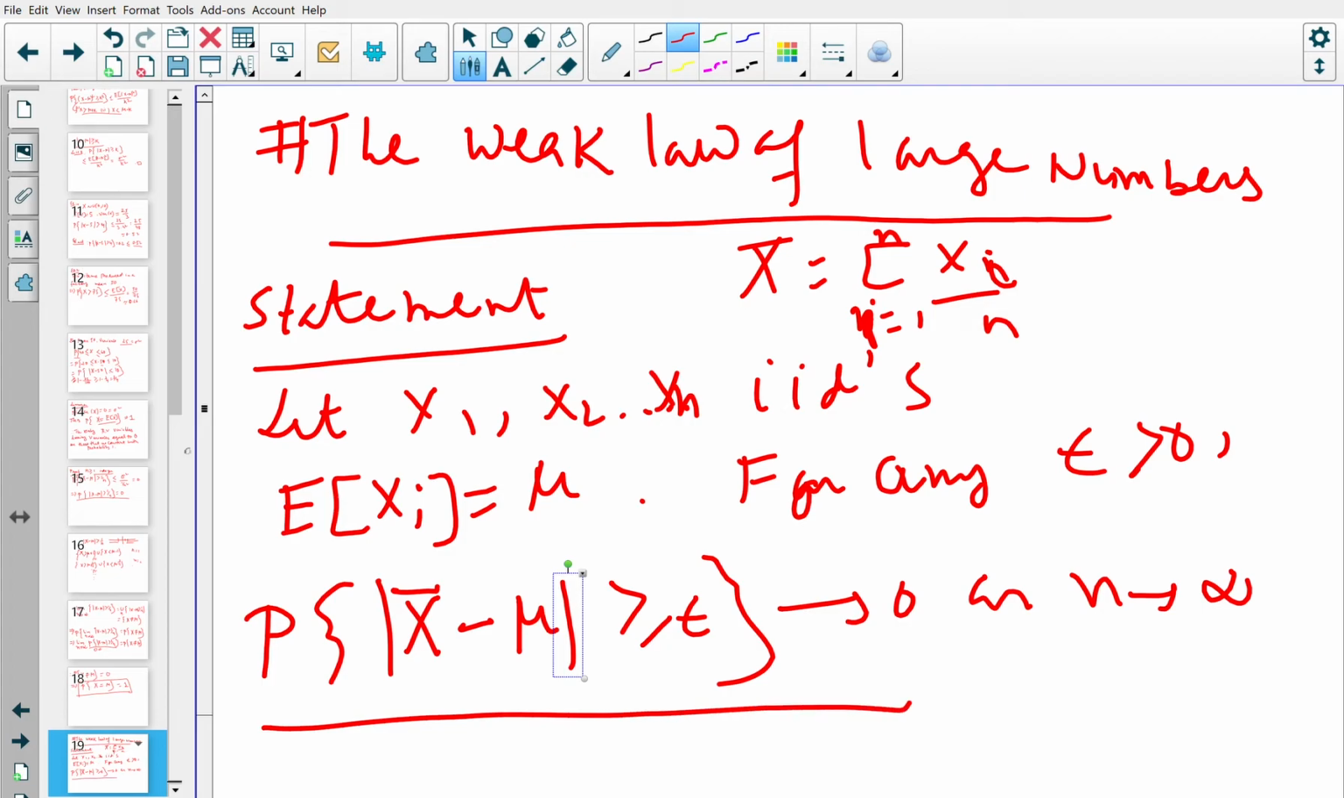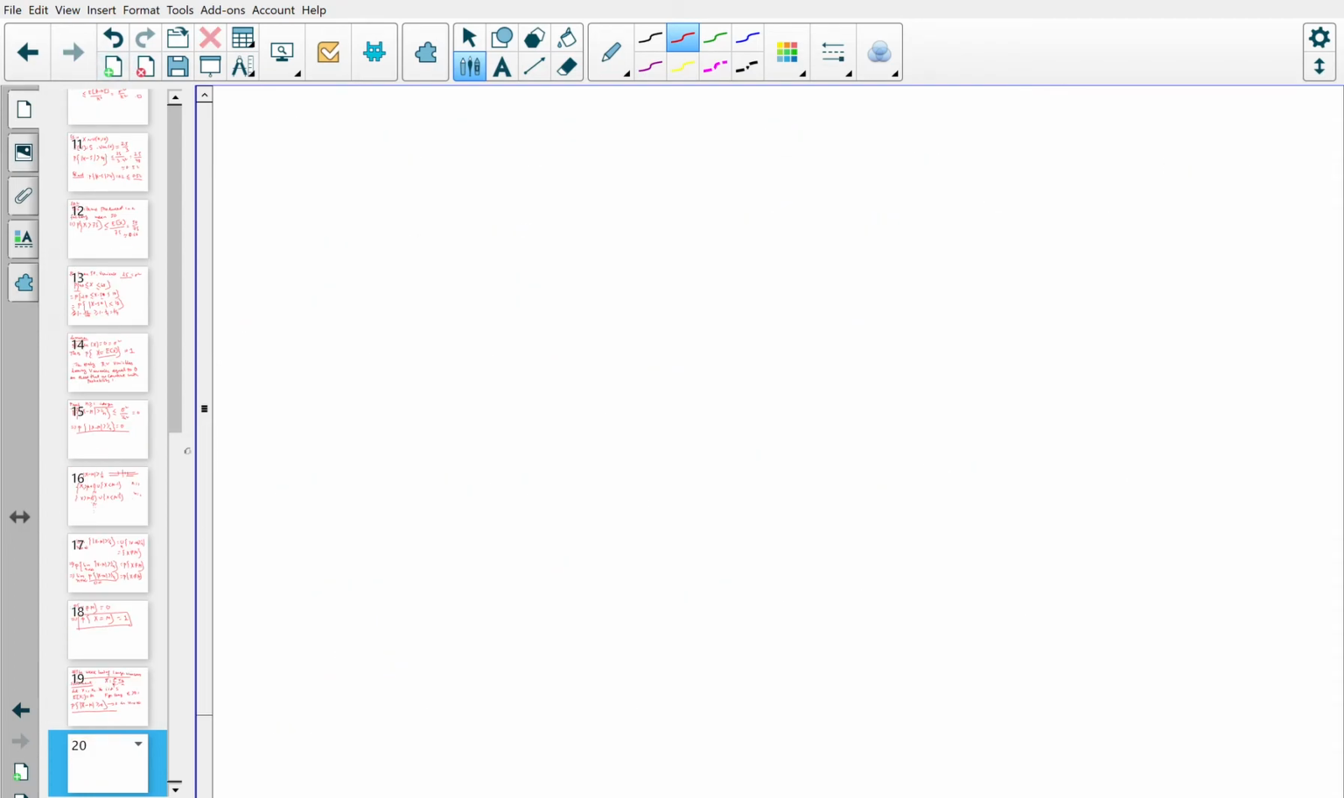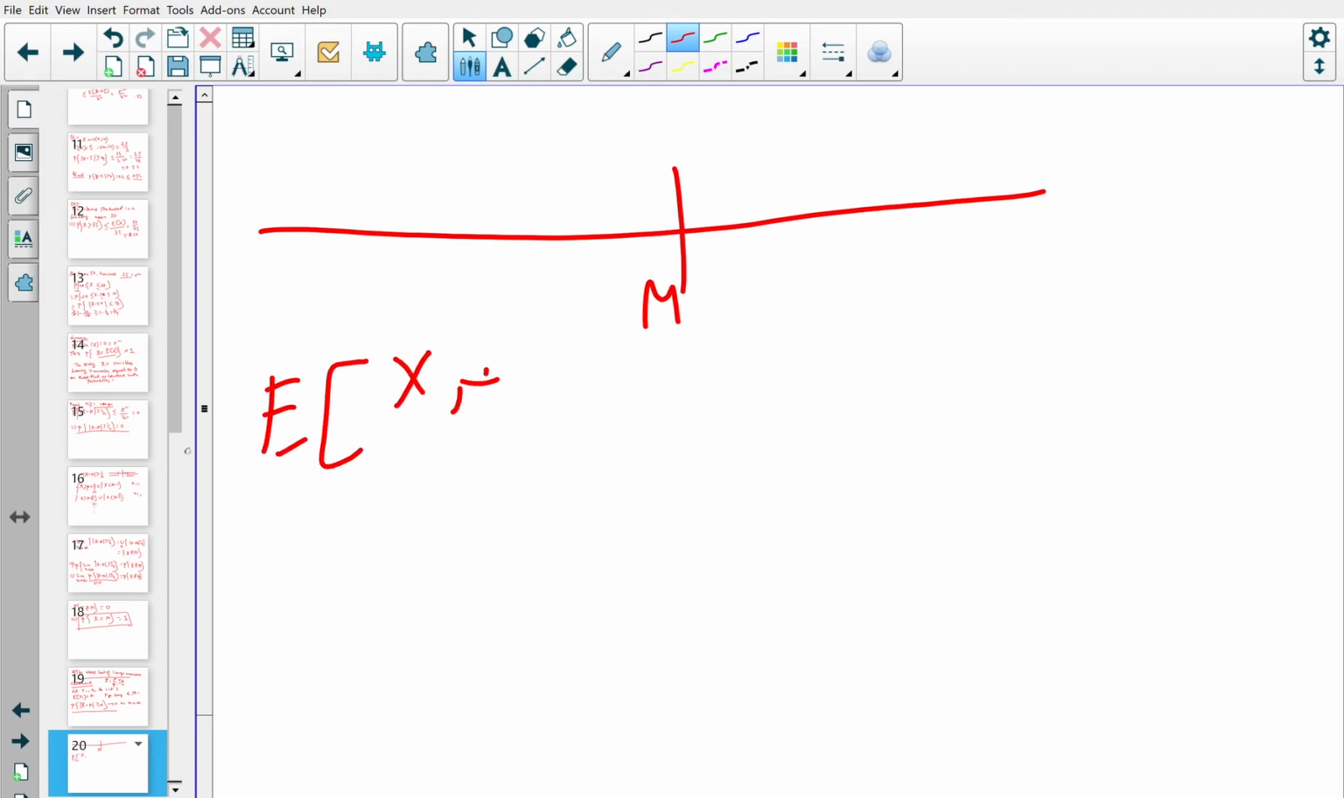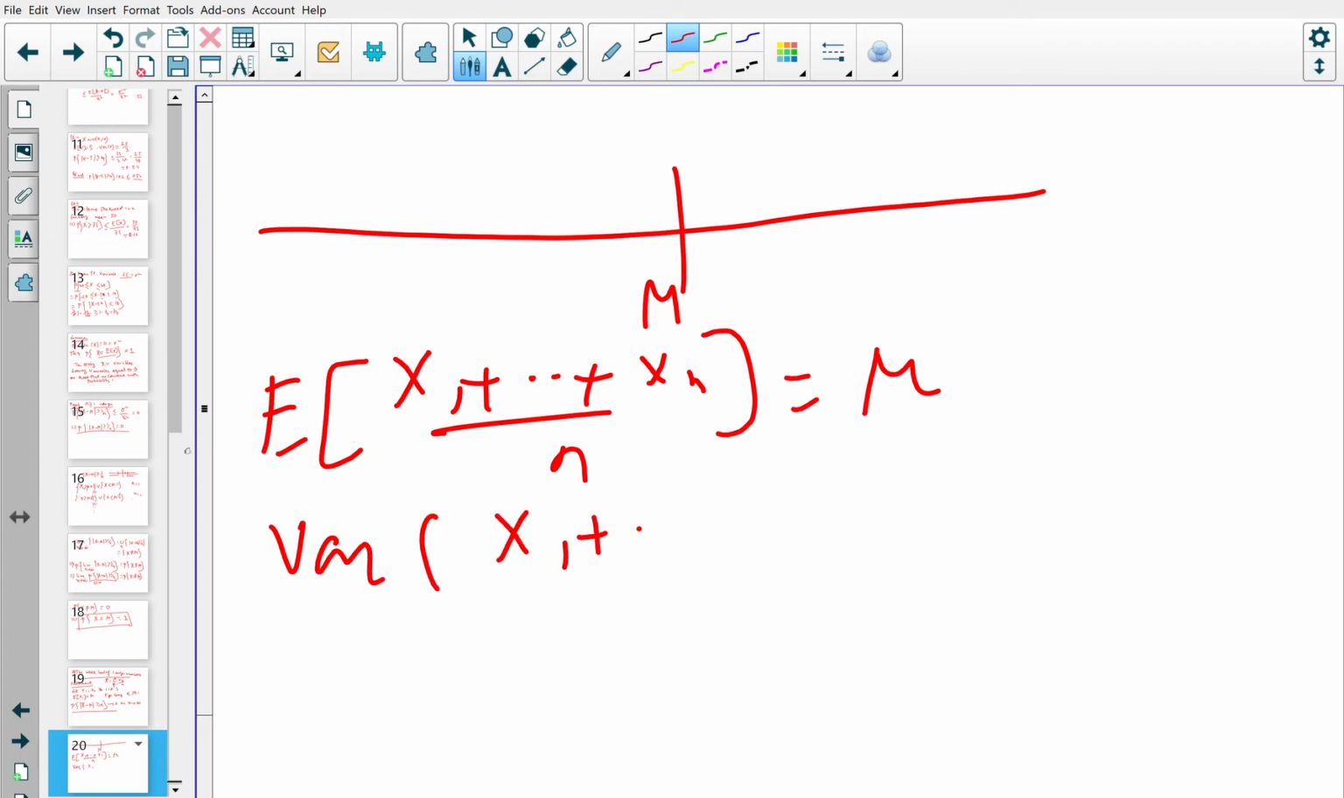So what does that mean? Let me give a picture of that. You have the mean somewhere at mu, and the expected value of this sample mean x1 plus dot dot xn over n is mu, which you already know. I think I already proved it in one of my online lecture courses, and we also proved the variance of the sample mean.